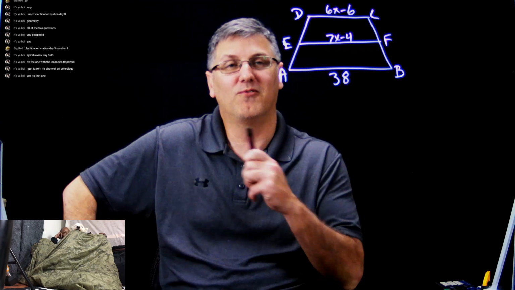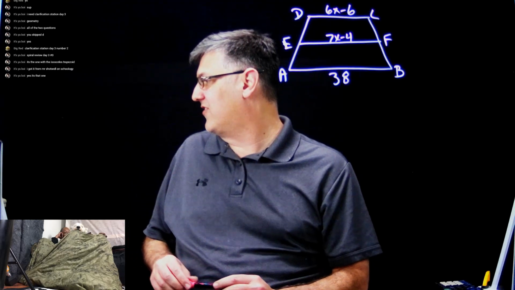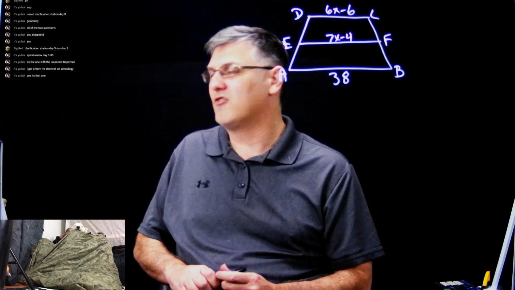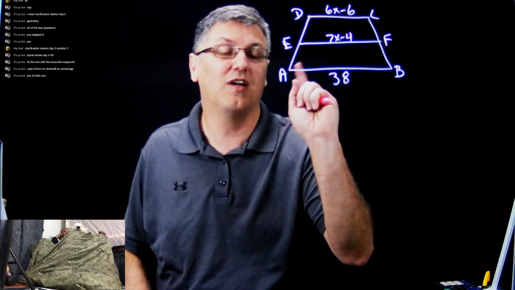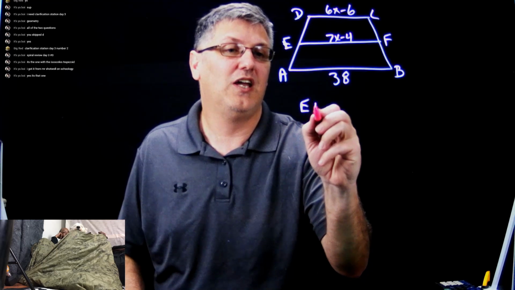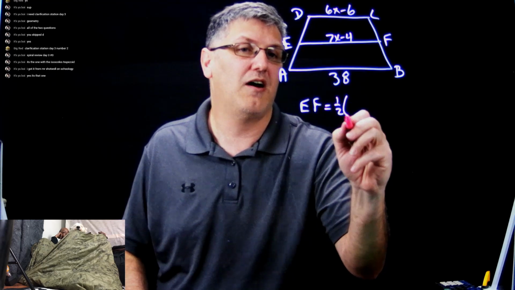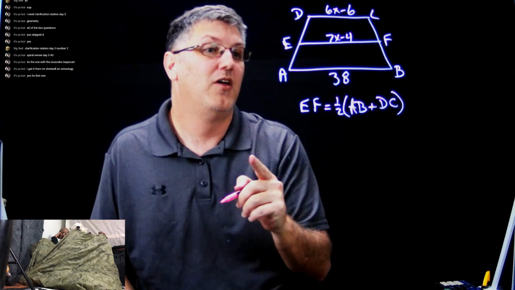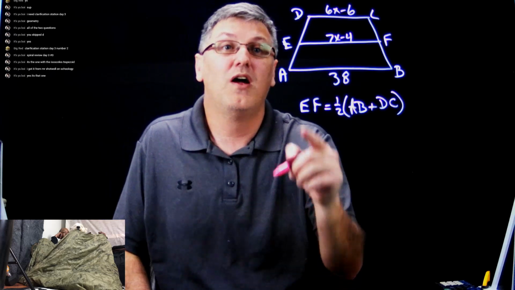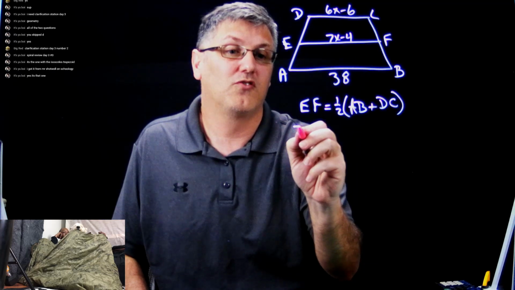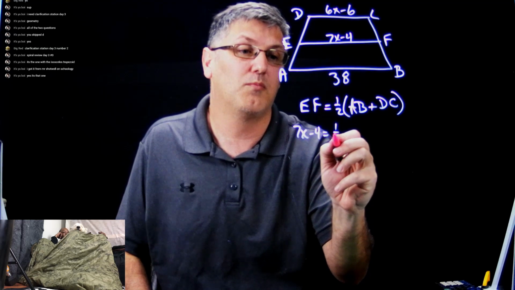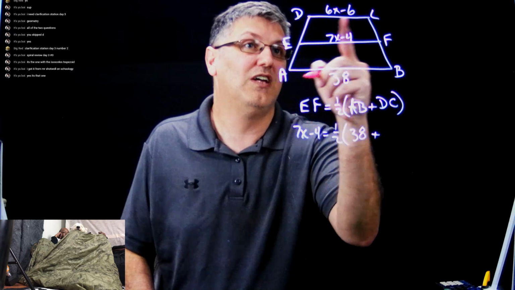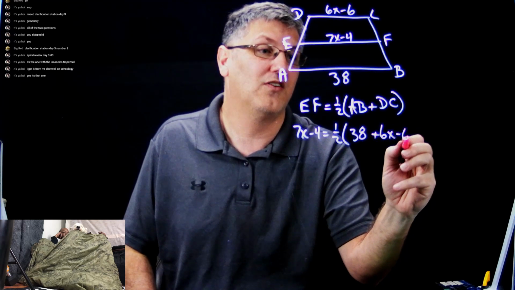That's the one. Perfect. All right. It says find the value of x given EF is a mid segment. So they tell me that EF is the mid segment, so I already know I have a formula. EF equals 1/2 of AB plus DC. So that's the formula. Now all I have to do is plug in everything I know. I know EF is 7x minus 4. So I have 7x minus 4 equals 1/2 of AB, which is 38, plus DC, which is 6x minus 6.